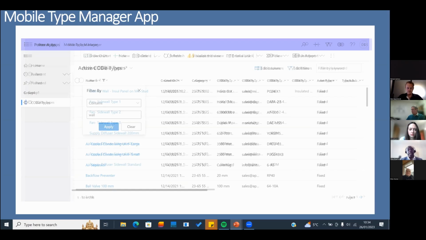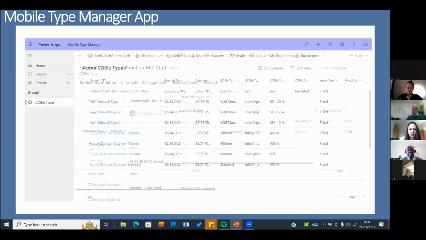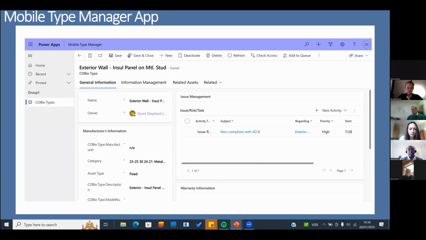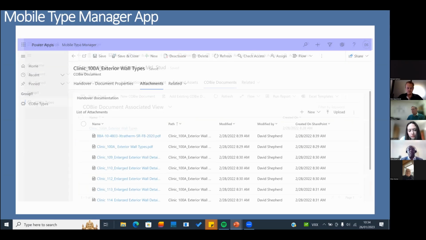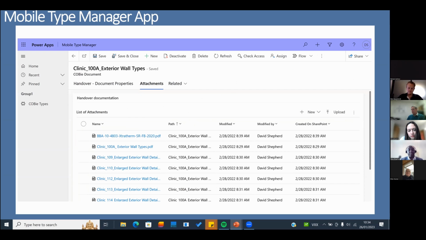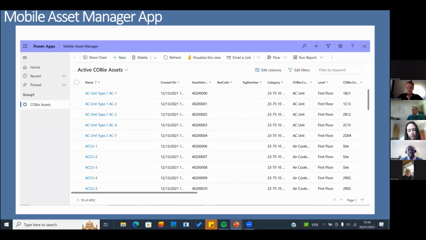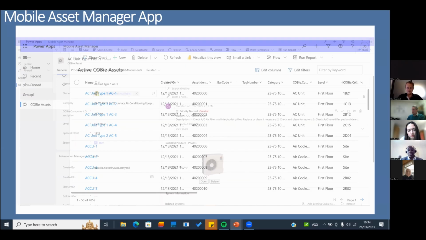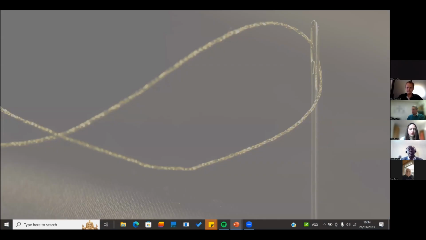And as a result of that, you can identify a particular type of wall and then see all the information that's associated with it. As you drill down there, you start to see all the information. There's the BBA certificate. There's the information about the different wall types that sit within there. And these are some of the outputs that are stored within the SharePoint environment. You can also look at the individual assets. And as you can see, you can take photos of the assets and you can use all of these links.